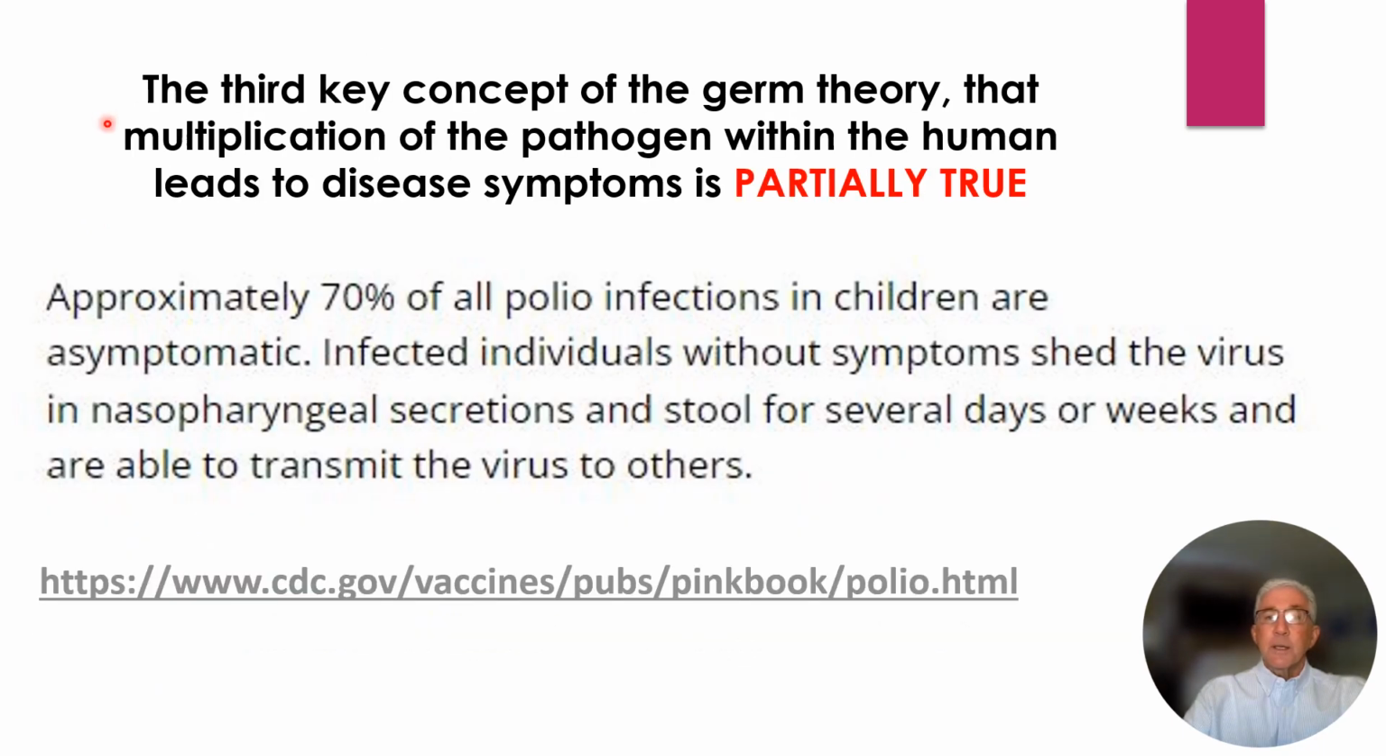The third concept is that the pathogen can multiply within the human, and this will lead to disease symptoms. Now, part of that is true, but not all of it. In fact, if you look at polio, you will see that 70% of polio infections, where the polio virus has been found inside the infected person after it multiplied, are completely asymptomatic. You can read that right here on the CDC website.